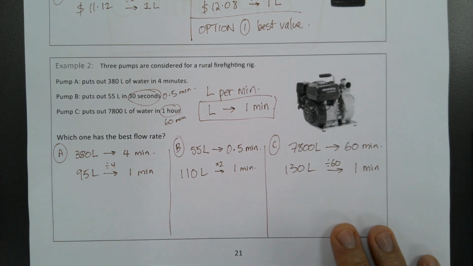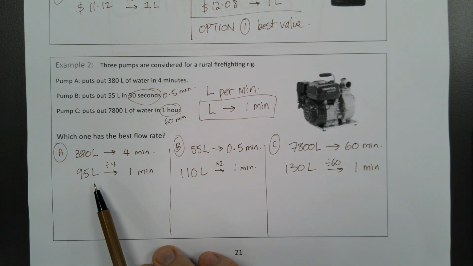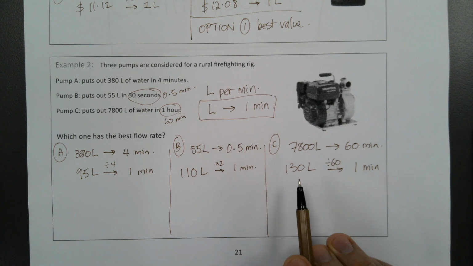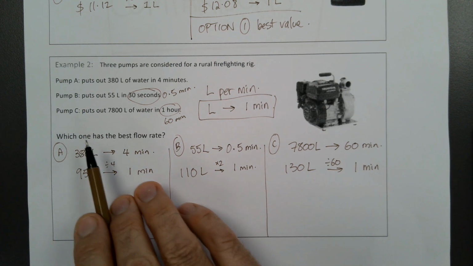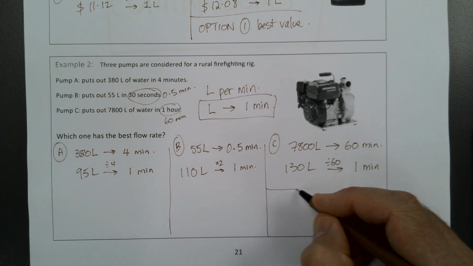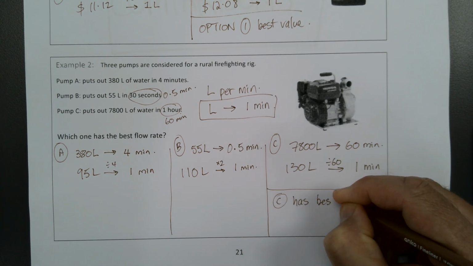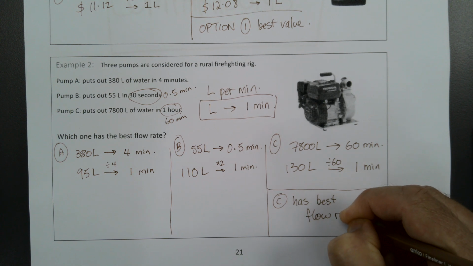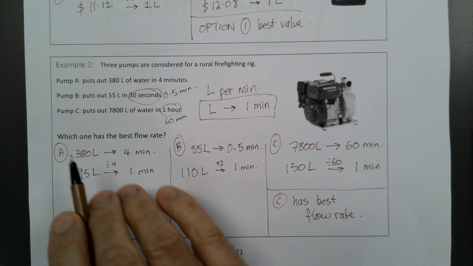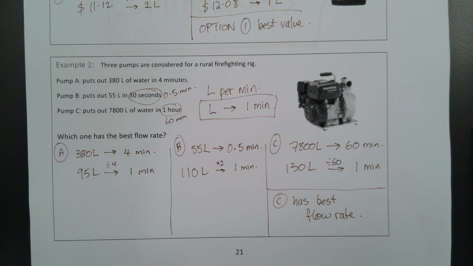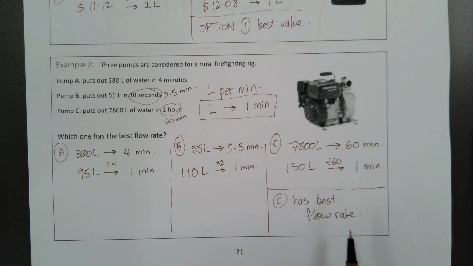Okay, so now we can compare them because we've got them down to litres per minute. And clearly, this one here has the highest flow rate. For fighting a fire, that's what you want. So C has best flow rate. If the question asks you to make a judgment like this, then you need to make a statement at the end. Putting in the maths is all good, but if this was an exam question, there'd be a mark just for the statement at the end. Okay? All right, so that's how you use rates to make comparisons, to make decisions about things.